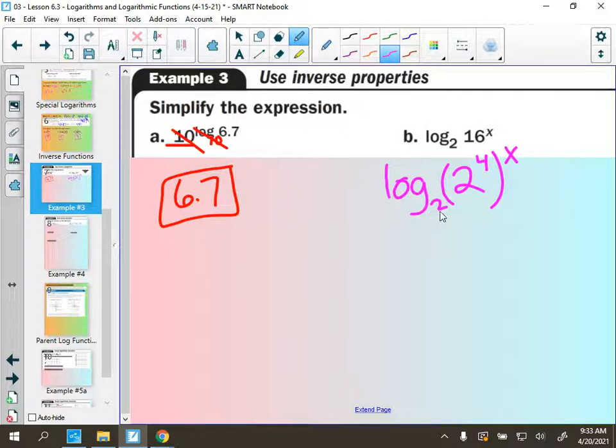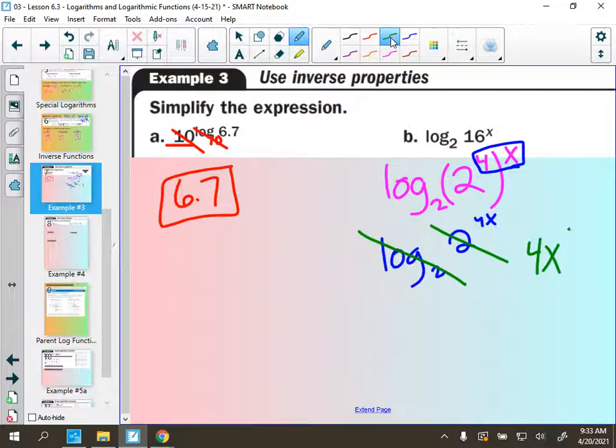But the advantage, obviously, is that I've got a power base 2 and a log base 2 and a power base 2. There's probably an in-between step where you would multiply these exponents, right? 2 to a power, we would multiply the exponents in that situation. So log base 2 of 2 to the 4x, just to get rid of that parenthesis. But now I've created that situation that we just talked about. Log base, power base being the same. We're left with, oh, sweet, 4x. Awesome. So there's using those inverse properties.